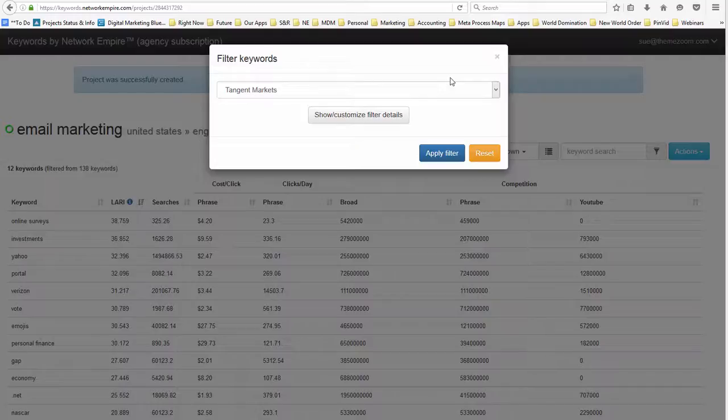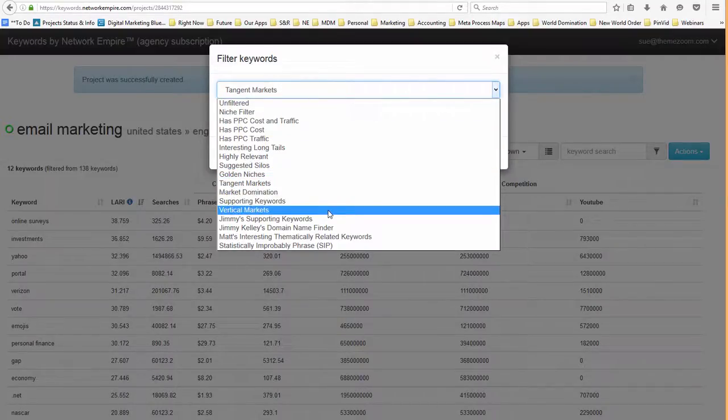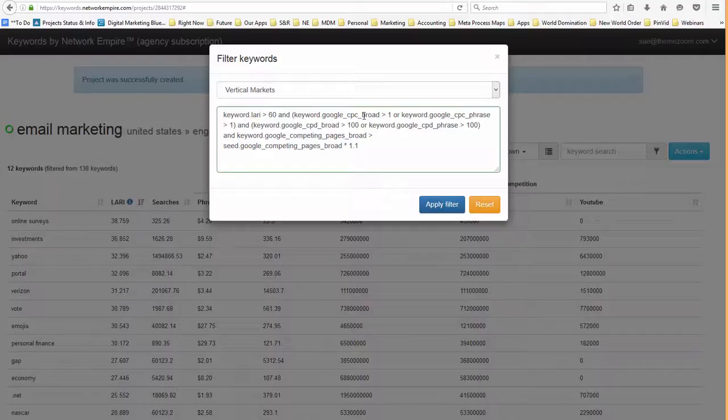Today we're looking at the filters for killer keywords, and we've just gotten done looking at tangent markets. The next filter on our list is vertical markets. So let's take a look at what this filter is and why we would want to use it.